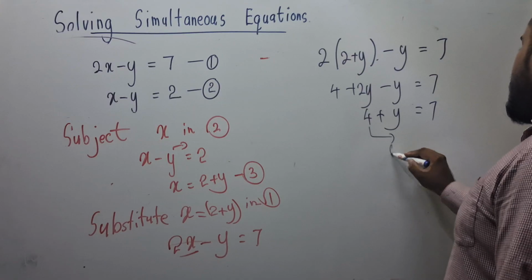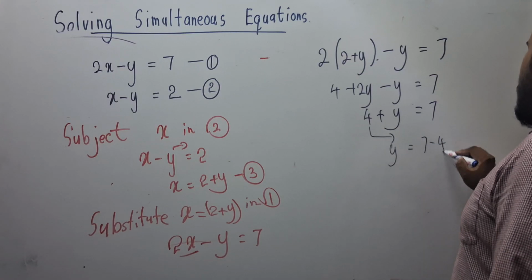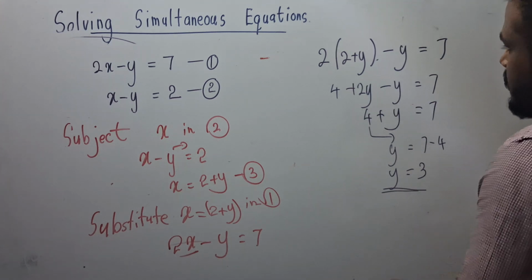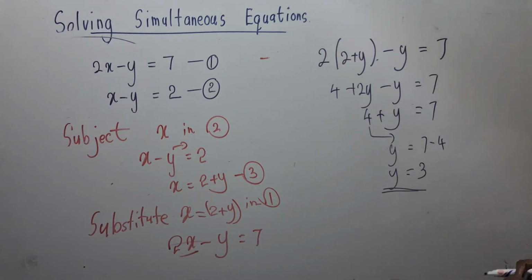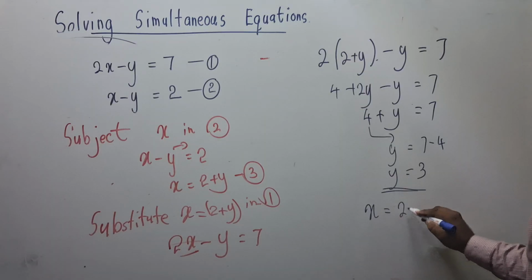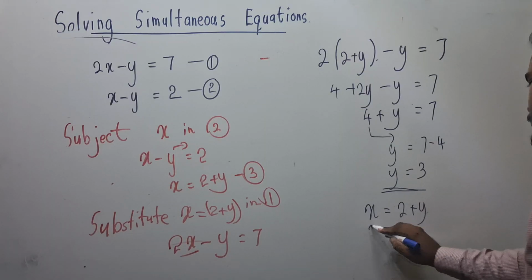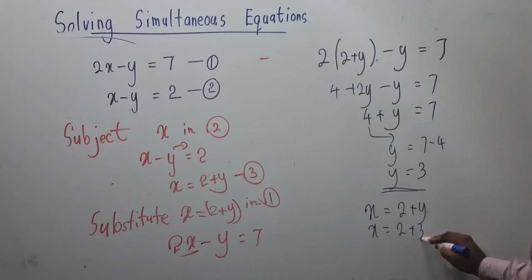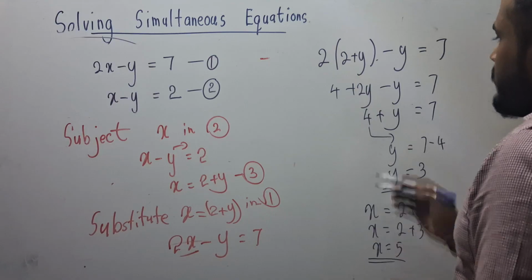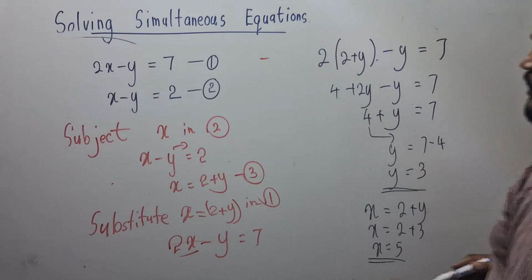Change this 4 to the other side. y equals 7 minus 4. y equals 3. You got the y value as 3. Then you know x equals 2 plus y, so x equals 2 plus 3. x equals 5. Again, that's the same answer we got in the previous question. Okay.